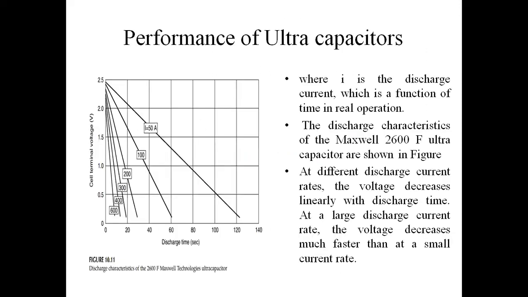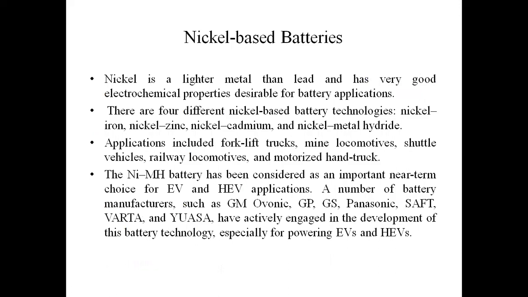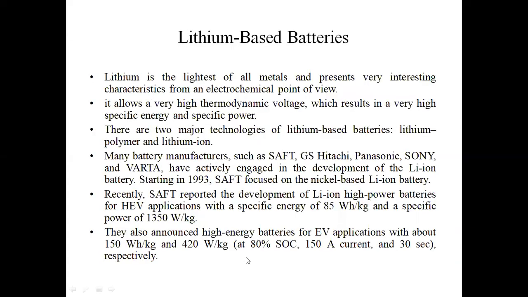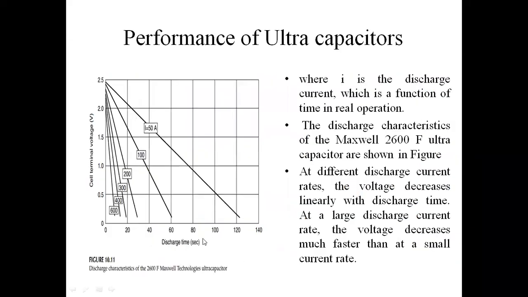Next, the performance of ultra capacitors. This is the circuit. This figure shows the discharging characteristics of an ultra capacitor. The difference between a battery and an ultra capacitor is that a battery is rated in ampere hours, while an ultra capacitor discharges only in seconds, so the discharging time is in seconds.